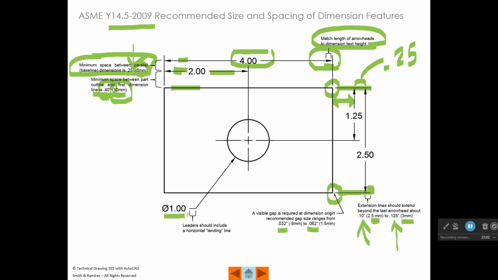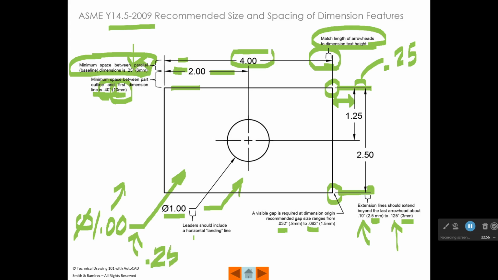And then when you have a leader, you have a thing right here. It's like that little platform, and then the leader comes up with an arrow on it. This is called a landing, and your leader should include a landing. You don't want to ever come out of a dimension without a landing. So let's say that you've got 1.00, and then you just come straight out of that with a leader like that. You always want to come out with a landing and then point to where you're going. Usually we draw that landing about 0.25.